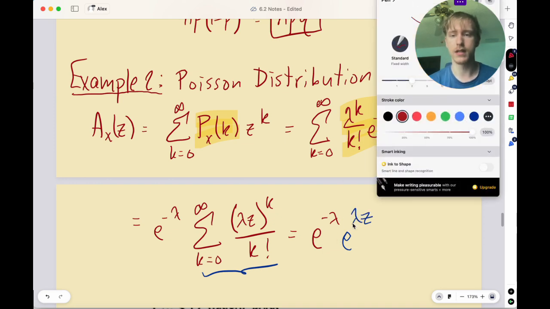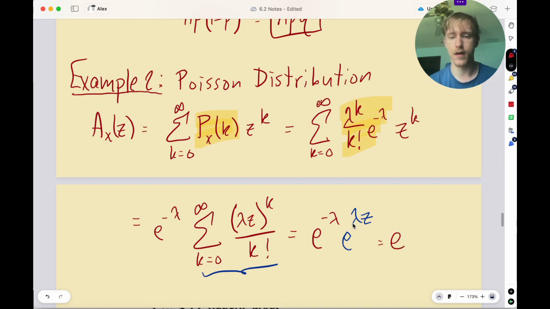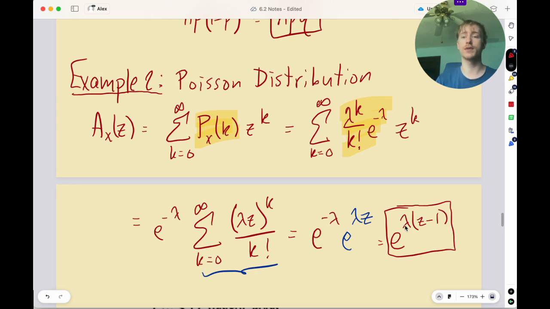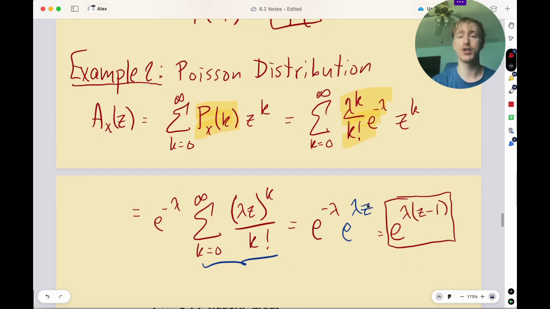Okay, and then we can clean that up a little bit. These are being added then due to the power rule for exponents. So then that's going to be, let's go ahead and factor out the lambda, and then we have z minus 1. Okay, so that's the generating function for the Poisson distribution. Let's see if that checks out.